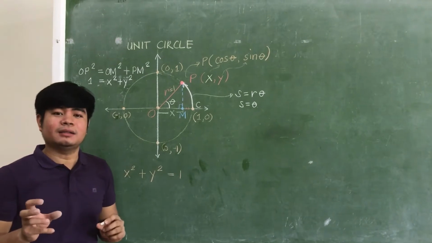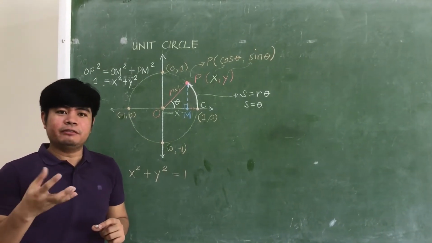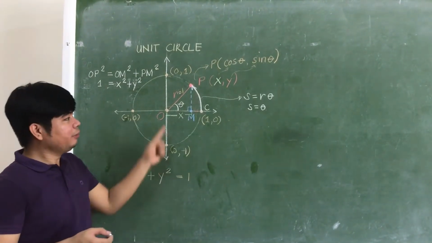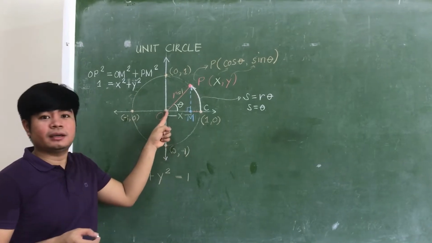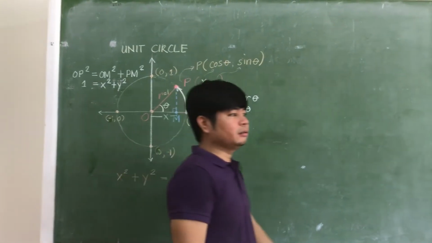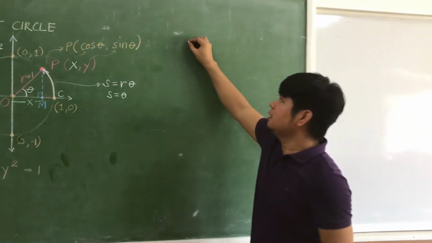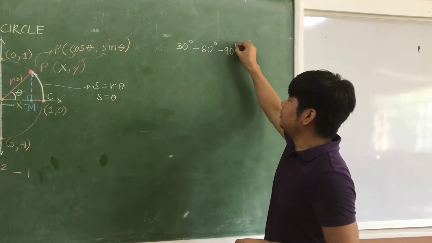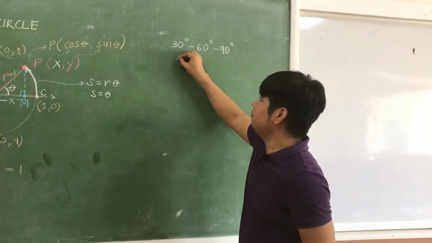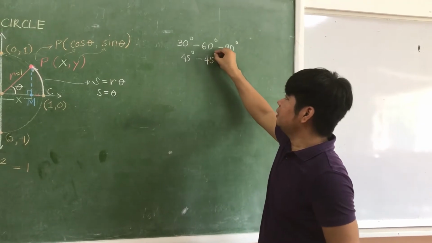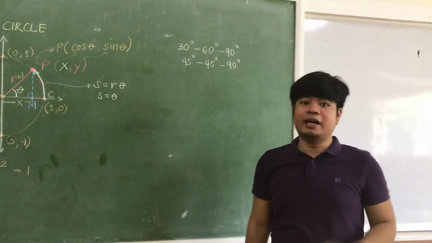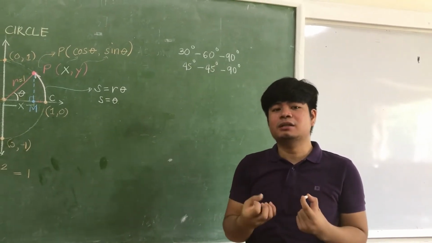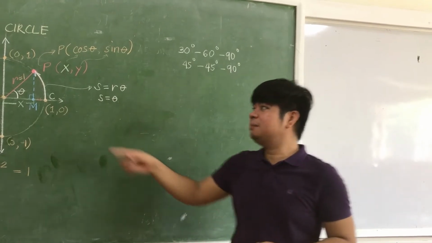Now, how do we find the real number value of the coordinates of any point on the unit circle? Remember that we were able to form a triangle here. Let us now talk about the special right triangles. These are the 30 degree, 60 degree, 90 degree right triangle, and the 45 degree, 45 degree, 90 degree right triangle. From these two, we can generate the coordinates of any point on the unit circle.